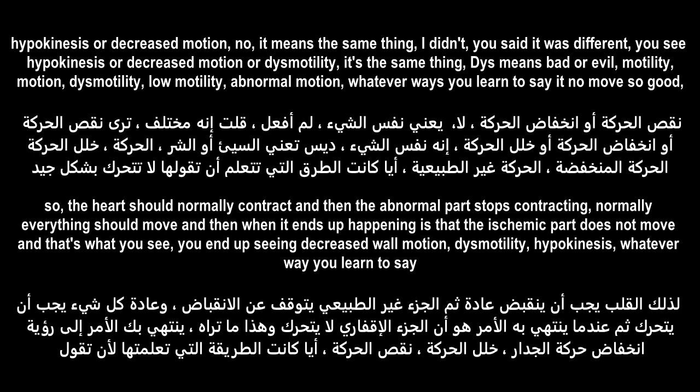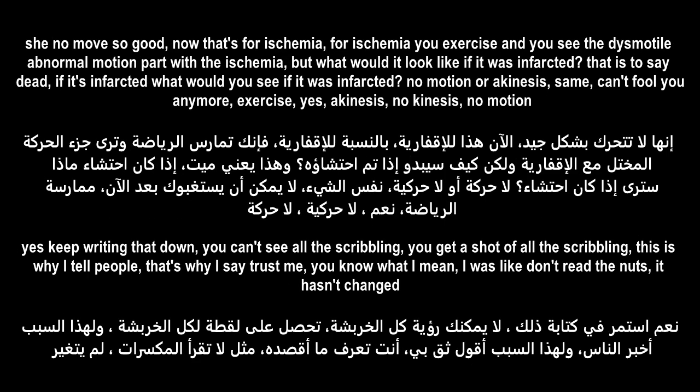So the heart should normally contract, and then the abnormal part stops contracting. Normally everything should move, and then what ends up happening is that the ischemic part does not move. And that's what you see. You end up seeing decreased wall motion, dysmotility, hypokinesis, whatever way you learn to say it, she no move so good. Now that's for ischemia. For ischemia, you exercise and you see the dysmotile abnormal motion part with the ischemia.